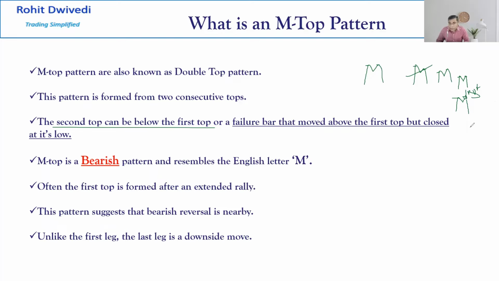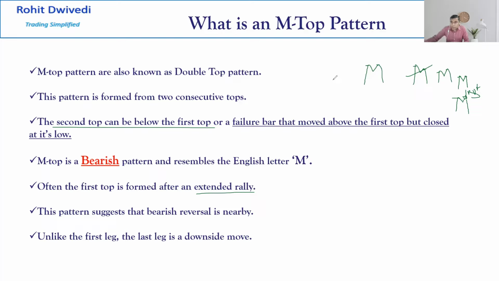M-top is a bearish pattern that resembles the English letter M. There's nothing much to describe about this. Often the first top is formed after an extended rally. Now this is a very important point, and I will describe it in the next slide. This pattern suggests that a bearish reversal is nearby.